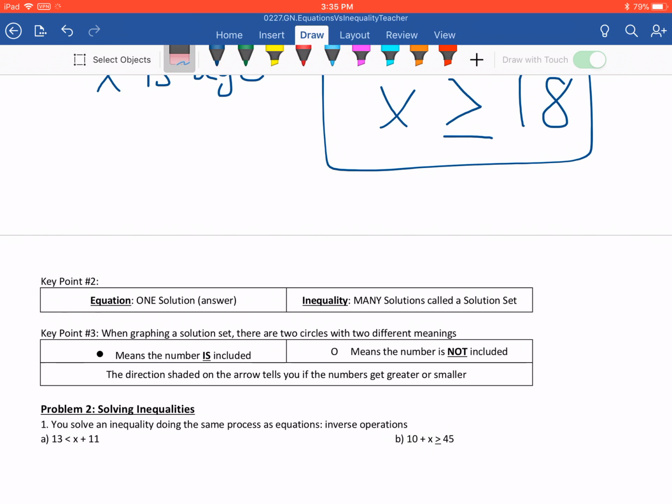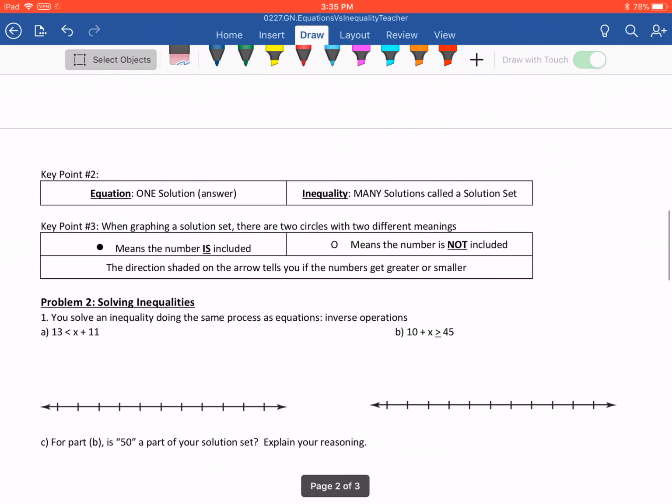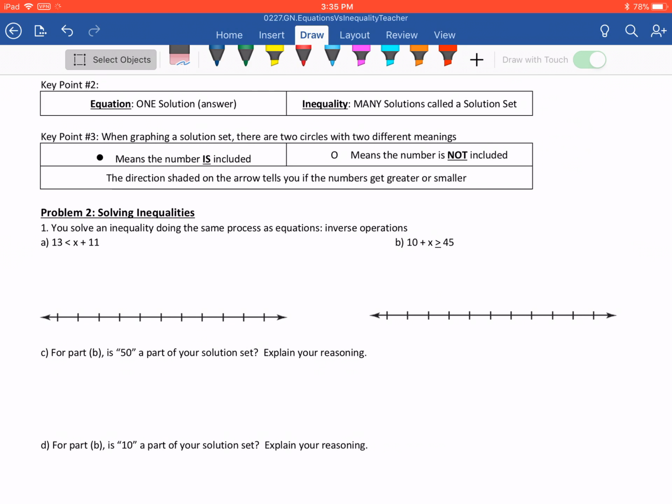So key point number 3, when graphing a solution set, there are two circles with two different meanings. When it's filled in, it means the number is included, okay? If it's filled in, the number is included. If it's not filled in, like on this guy, that means the number is not included. We learned about this already, so I'm going to keep on moving on. But just remember, the dark circle means it is included. If it's not filled in, it's not included. And then, of course, the direction of the shaded arrow tells you if the numbers get greater or smaller.